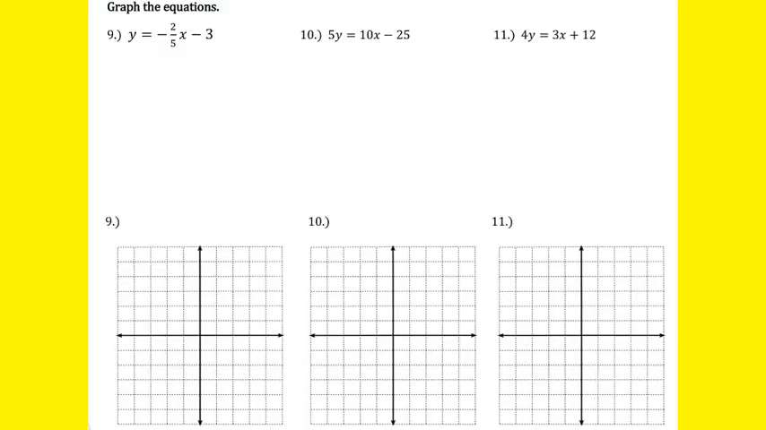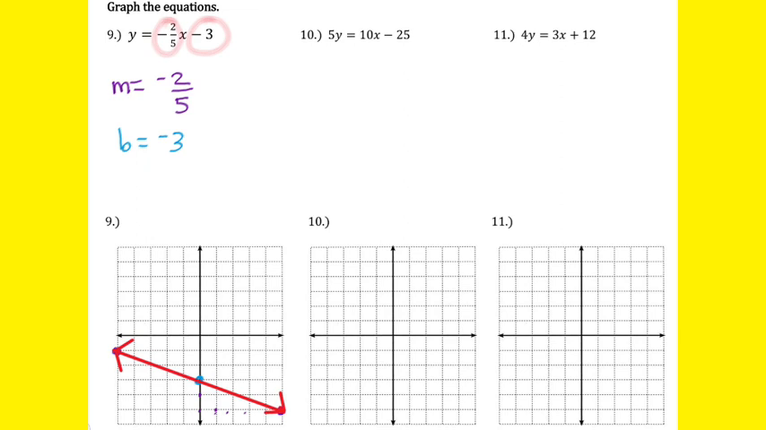Now we're practicing graphing again. On 9, it's in y = mx + b. So I identify my parts. My slope is -2/5, and my y-intercept is 3. So I know I start with 3 and I go down 2 and over 5, but I could have chosen to go up 2 and over -5 as well. Same line.